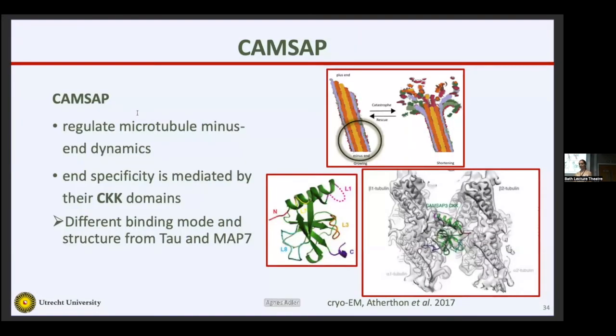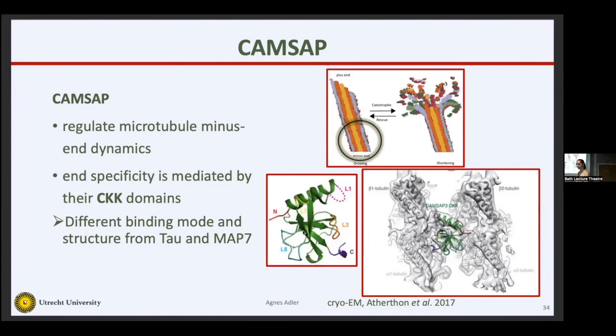And finally, I have a third microtubule-associated protein that I want to quickly introduce to you. So CAMSAP. CAMSAP is a protein that regulates the microtubule minus end dynamics. So the minus end is the less dynamic end of the microtubules that is often stabilized or anchored. And its end specificity is mediated by the so-called CKK domain. That's the microtubule binding region.